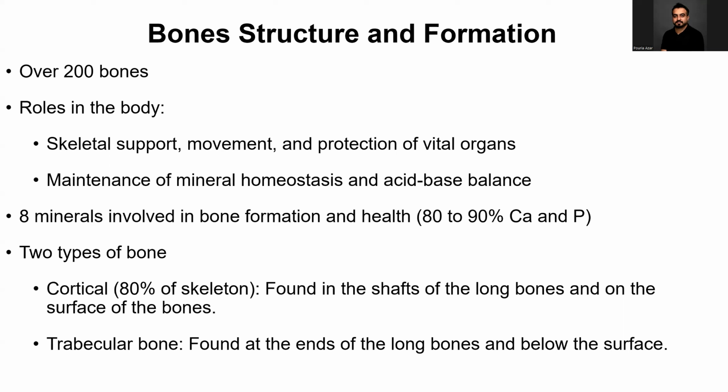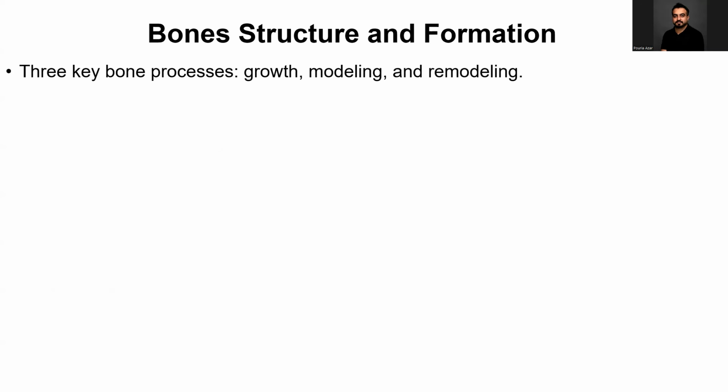And there are two types of bones. Cortical bones are found in the shafts of the long bones and on the surface of the bones, which makes 80% of our skeleton. Another type of bone is trabecular bone. Trabecular bone is found at the ends of the long bones and below the surface. So there are two types of bones.